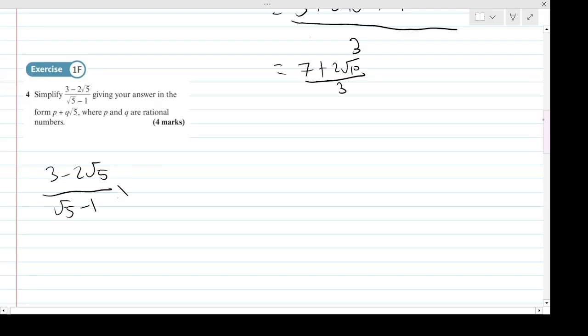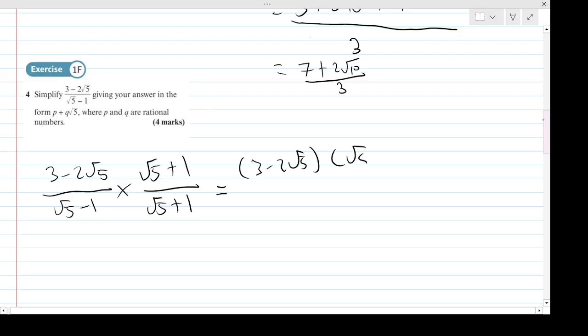So again, we're going to have to times by the conjugate, so the opposite sign of the bottom bit. So root 5 minus 1, I'm going to want root 5 add 1, right? And that'll give us a difference of two squares. So then if I times the top and the bottom, I'm going to have 3 minus 2 root 5 times by root 5 add 1. Then at the bottom, I'm going to have root 5 minus 1 times root 5 plus 1.